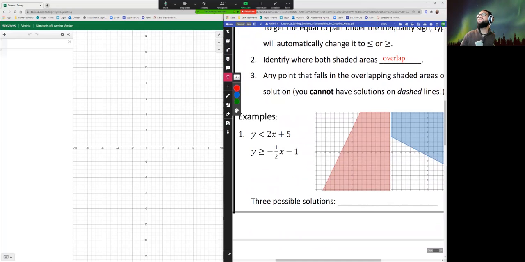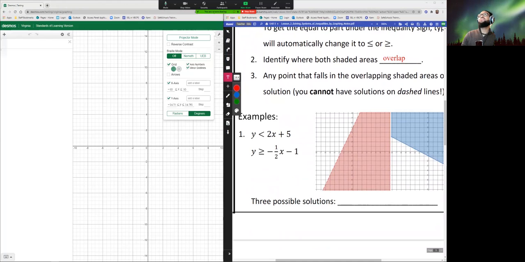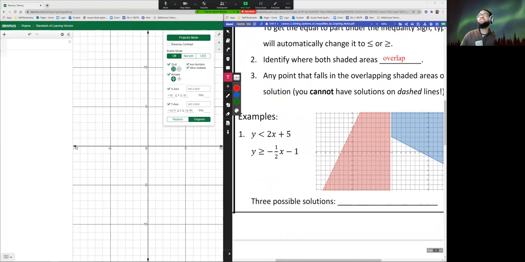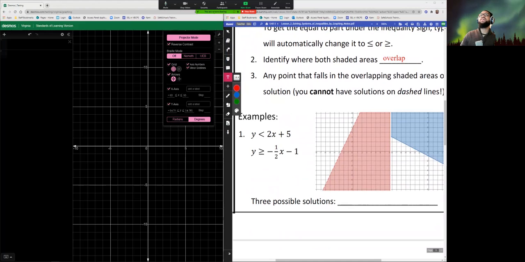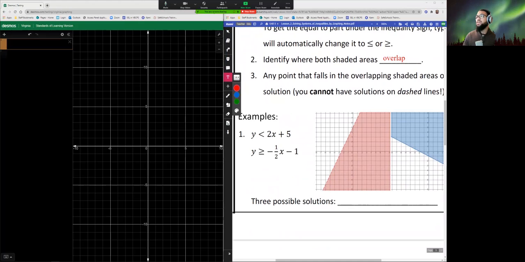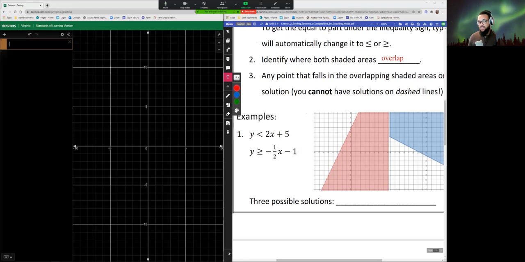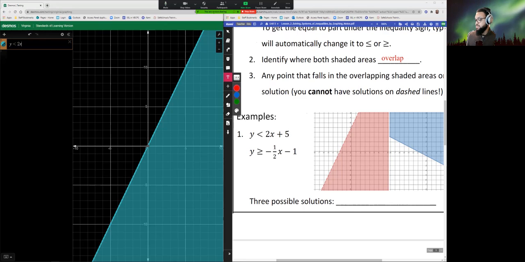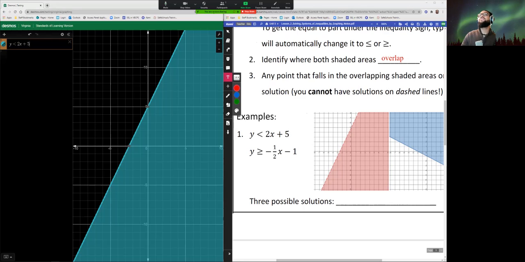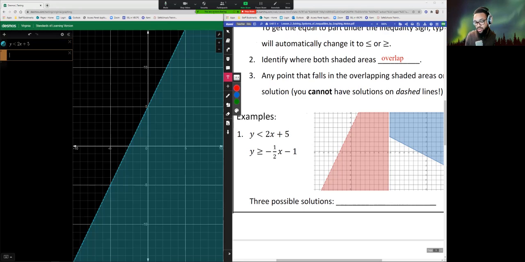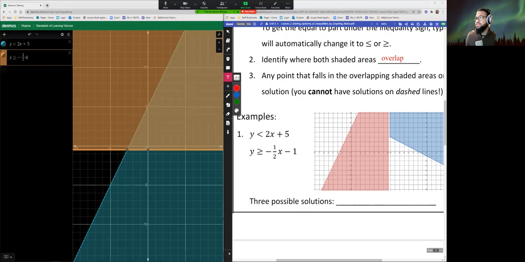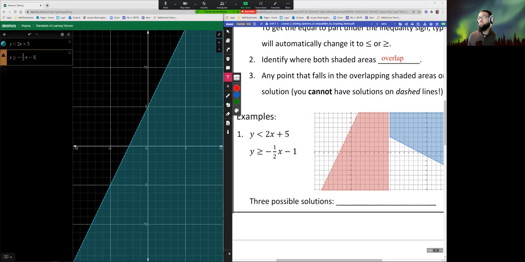x minus 1. So on my Desmos, I'm going to go ahead and turn on projector mode and the arrows. You always want to turn those on. And I just like seeing the reverse contrast. That's optional. You don't have to do that, but always do those first two. When we type these in, you're going to see that we've got some examples out here. And I'll type them in just so you can see what that whole process looks like. y is less than 2x plus 5. This is what our first one looks like. And then we have y is greater than or equal to negative 1/2 x minus 1.